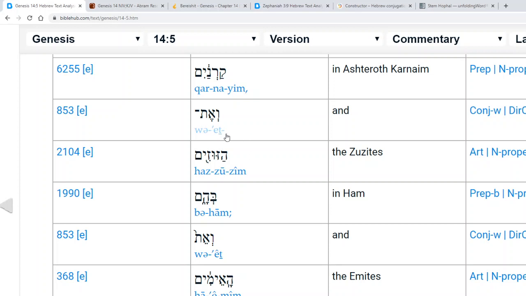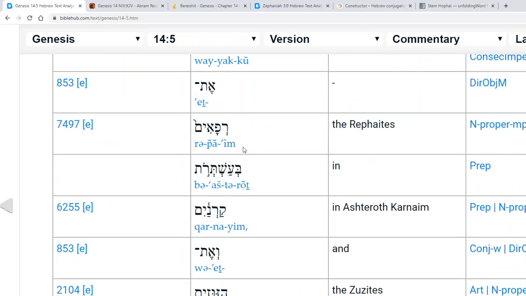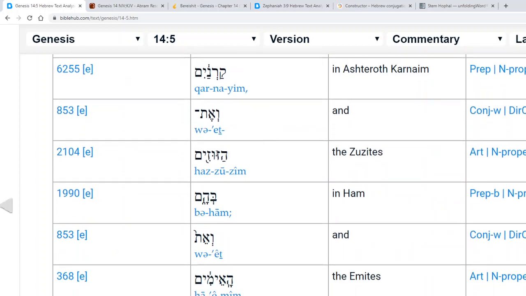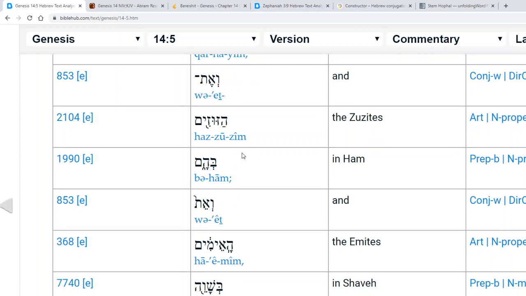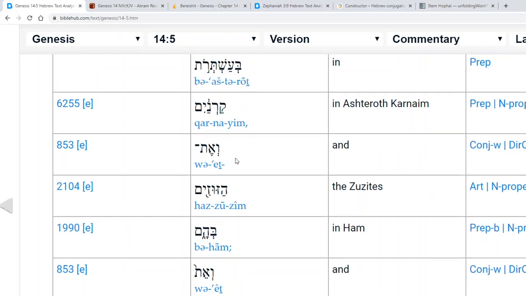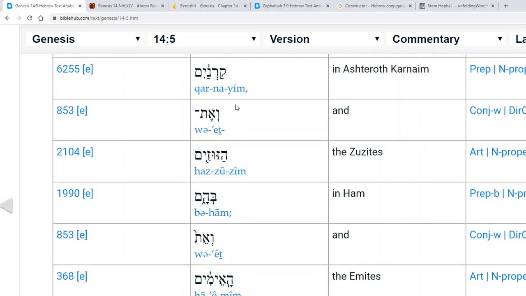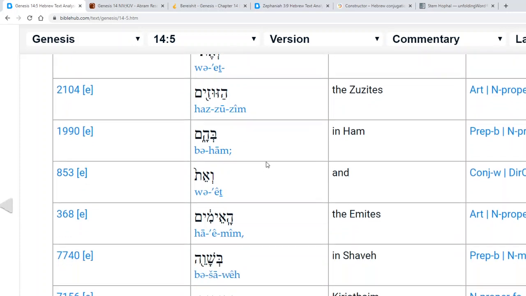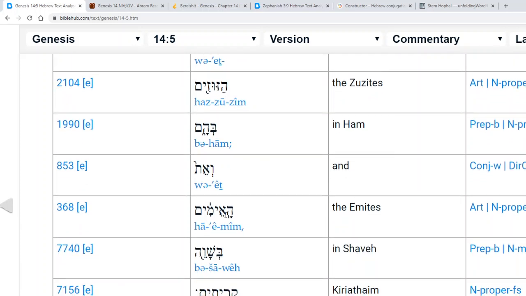Direct object marker ha zuzim. This is more clearly, it uses the article, so we know it's not a place. Zuzim, the Zuzites, right? Beham, so they struck the Zuzim. Prepositional bet in ham, wherever ham is. Ve'et ha'emim, so conjunctive vav again. Et is the direct object marker. Emim is the Emites, with the article, and it's in the plural.